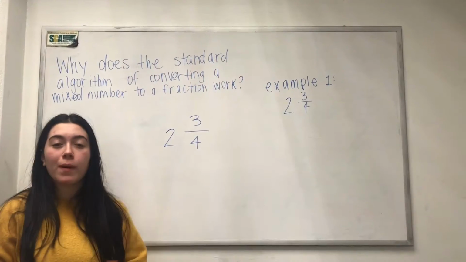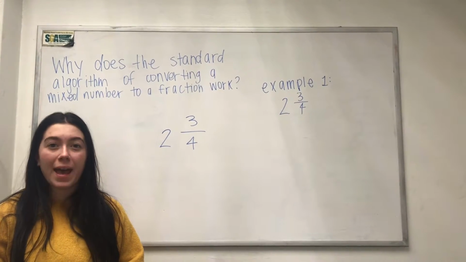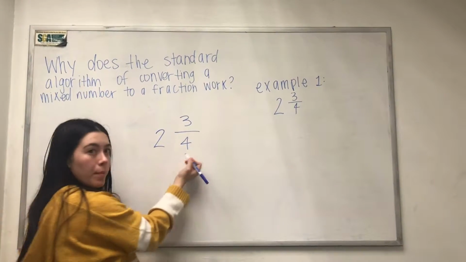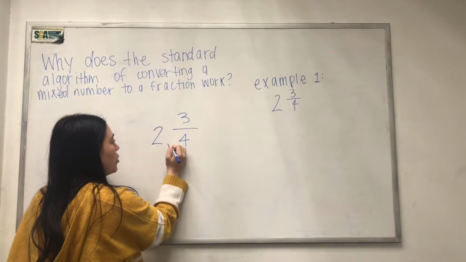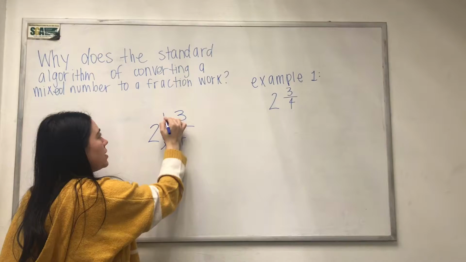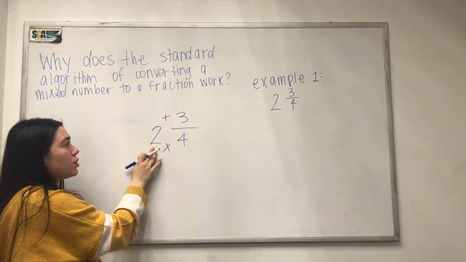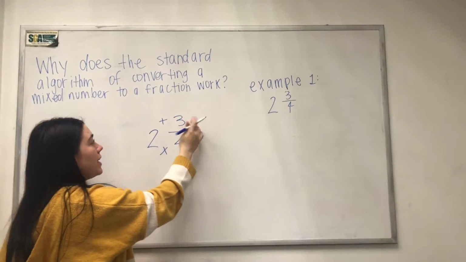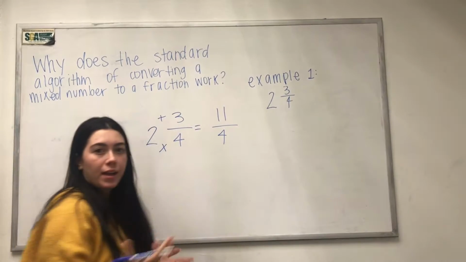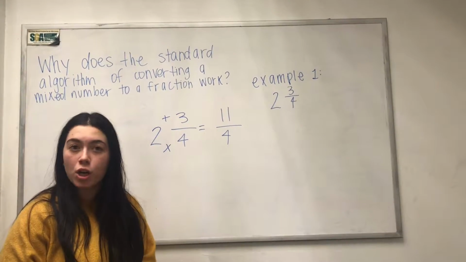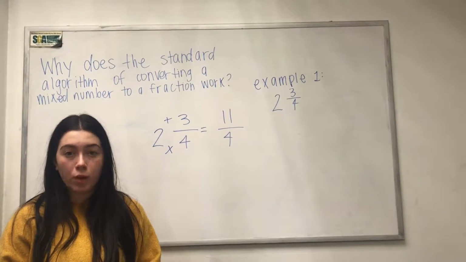Alright, so let's first talk about what that standard algorithm actually is. If you remember, like we've recently learned, you multiply these two numbers and then you add these. So 4 times 2 is 8, plus 3 is 11 over 4. You remember that, guys, right? So now we're going to talk about why that actually works.